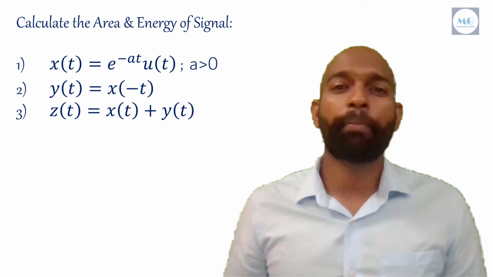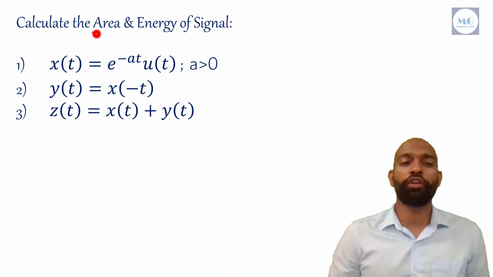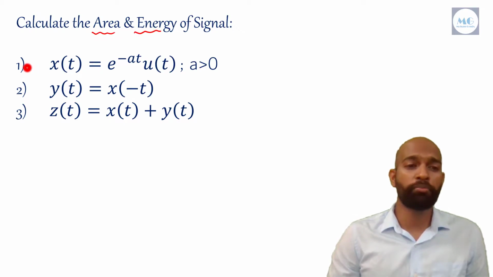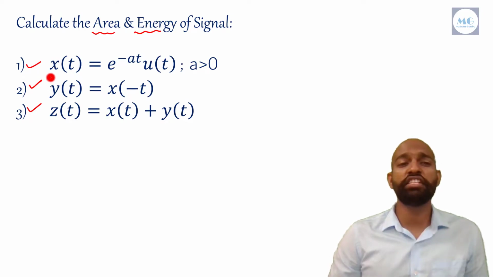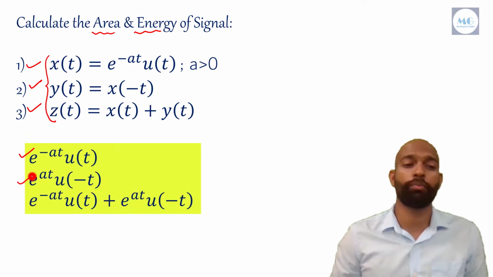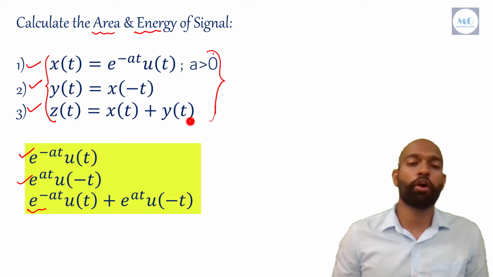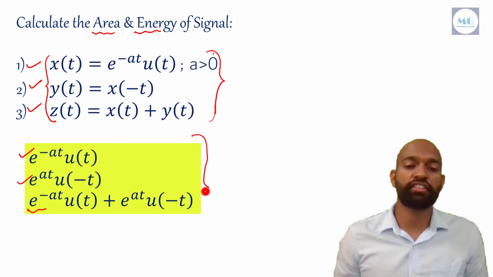So without any delay, पढ़ाई शुरू करते हैं. In this lecture, we will find out area and energy of these three questions. You may be surprised that these are not the same as the questions given in the thumbnail, which is e to the power minus at u(t), e to the power plus at u(-t) and this. So don't worry. I will explain to you that this set of questions is the same as this.